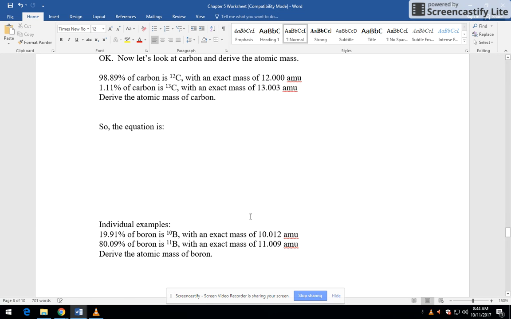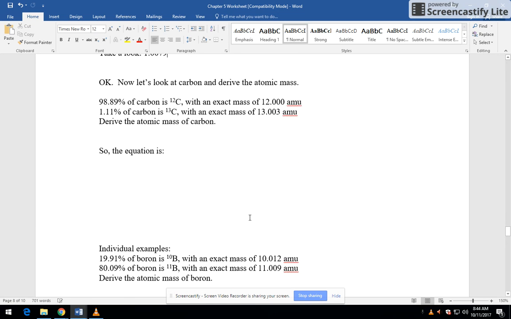So let's look at carbon. We're going to derive the atomic mass. 98.89% of the carbon in the world is carbon-12 with an exact mass of 12.000 AMU. The other 1.11% is carbon-13 with an exact mass of 13.003. These exact masses actually take into account the electron masses as well as the slight difference in mass between a proton and a neutron. They don't weigh exactly the same thing. In fact, neutrons are just slightly heavier. So for these calculations, we'll use these exact masses that we're given.